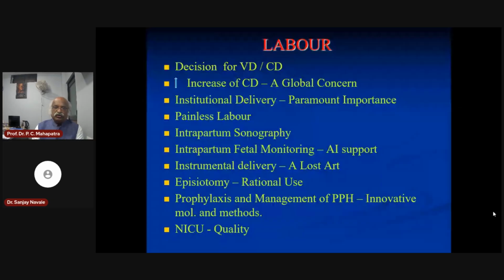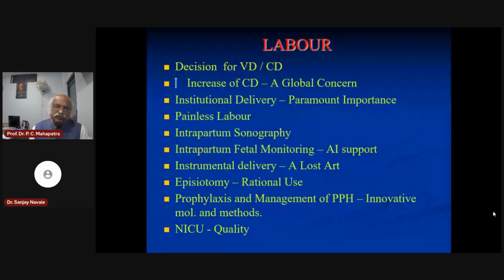Now, for the last 2 years, we have an innovative molecule for prophylaxis, carbetocin, which I think has to be very much emphasized and routinely used in all cases, because it is superior to the conventional oxytocin. Oxytocin is for induction and augmentation of labor, but for prophylaxis, I think carbetocin is the first drug of choice. And if there is a PPH, the different hectic interventions which I have told have to be adopted. And lastly, for the baby, the NICU.